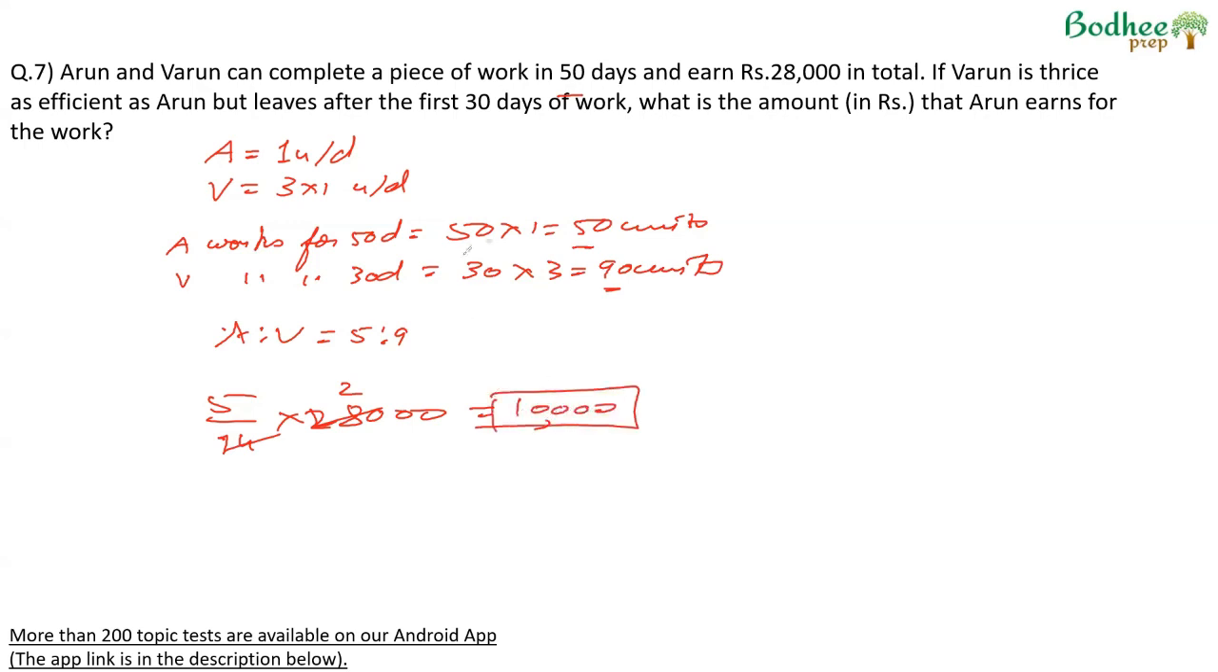What is the amount Arun earns from the work? Because of the total work, Arun worked for 50 days at 1 unit per day, Varun 30 days, 3 units per day. So the ratio of work done is 5 by 9. Money gets divided in that ratio. So the answer becomes 10,000.